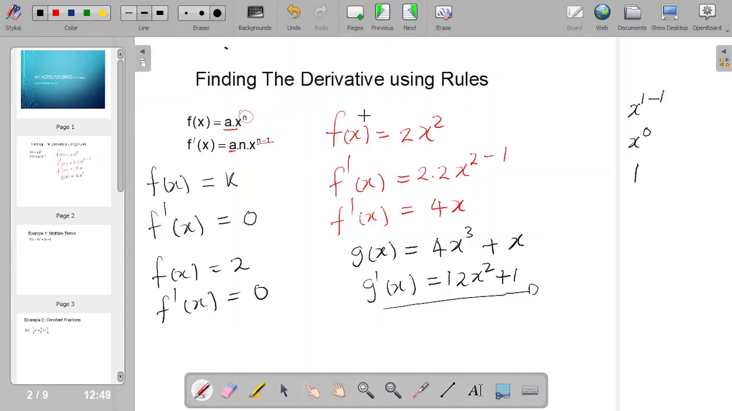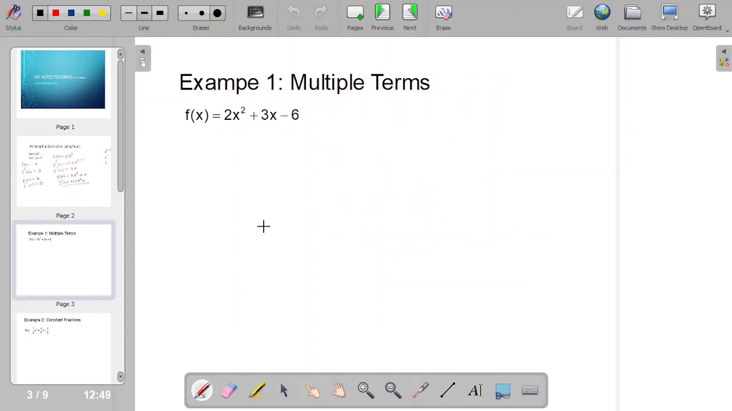So now let us look at some examples. Example 1, this is a case where you have multiple terms. When you have multiple terms, you need to deal with each term individually. So there are three terms. We know we have three terms because terms are separated by a plus or a minus. So 1, 2, 3. Those are three terms.